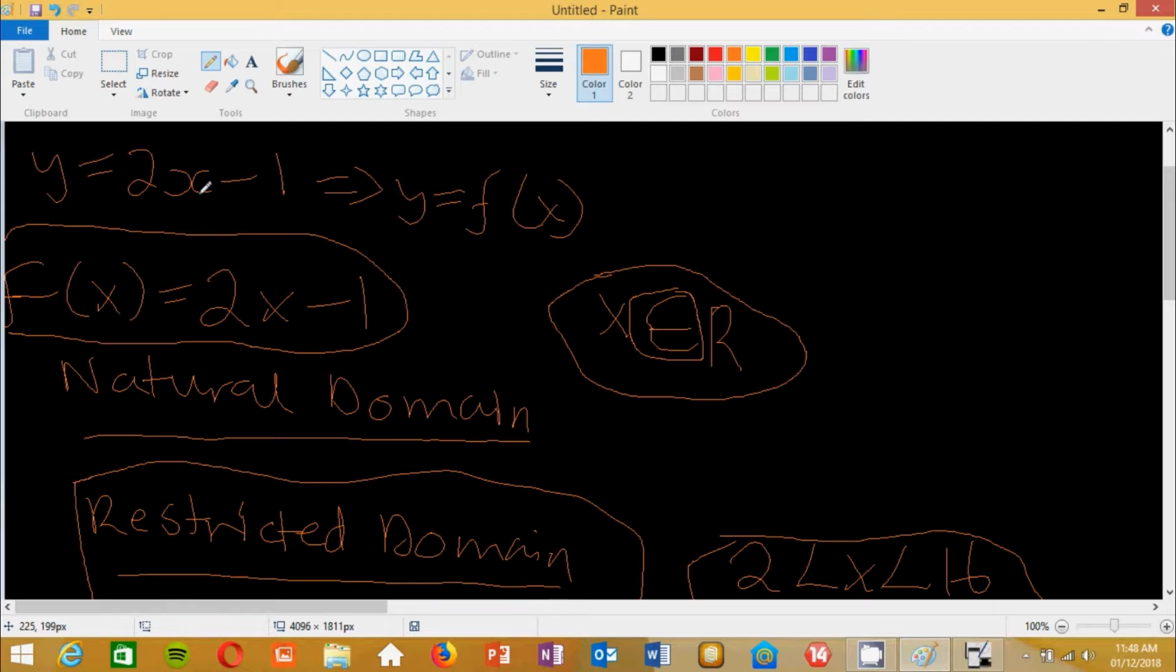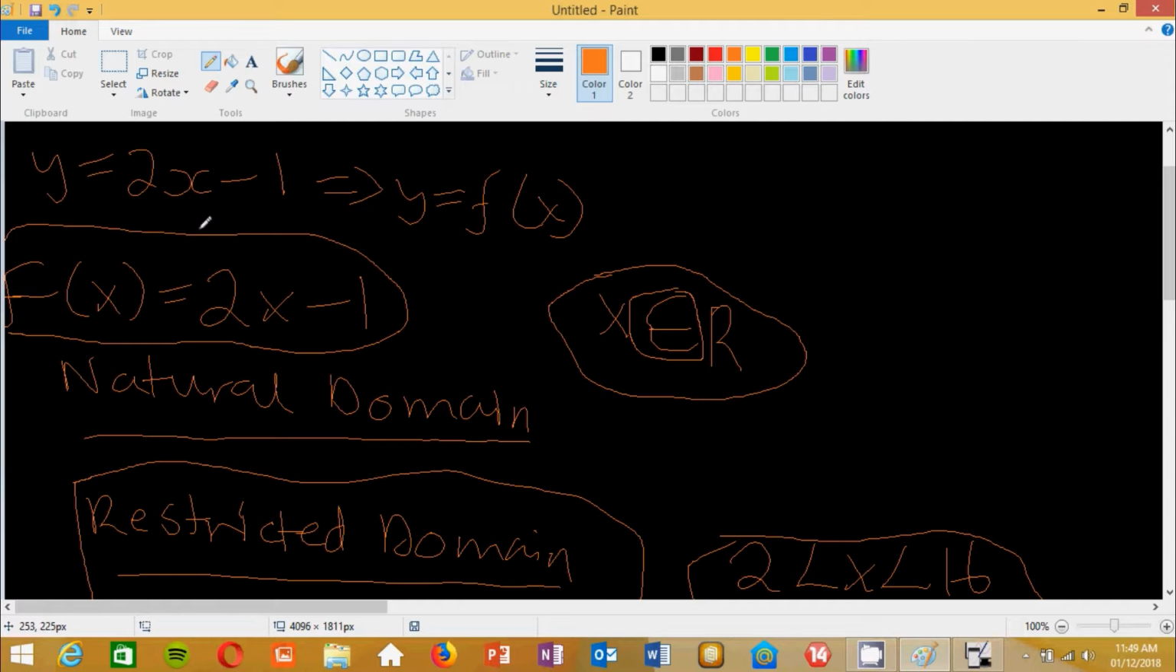Those values of x that this function can handle are known as the natural domain of the function. When you look at this function here, what are the numbers that this function can handle? Well, any number. You can put any number into this function and this function will still work.